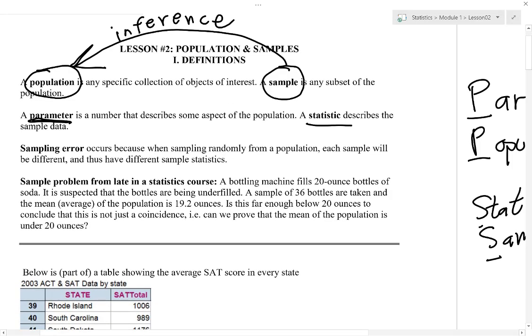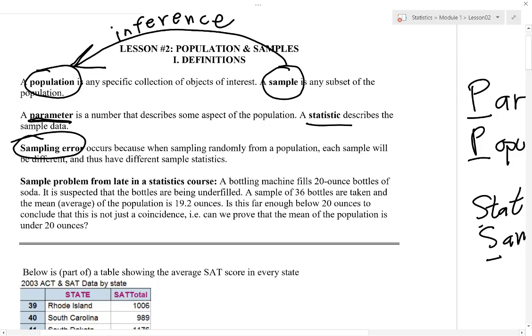And one of the other terms I want to go over here is sampling error. Now, I want to be very clear on something about the word error. In statistics, an error does not necessarily mean a mistake. When you see the term error, what it's basically referring to is the fact that you don't have access to the entire population. We'll see this in an example in just a few moments.